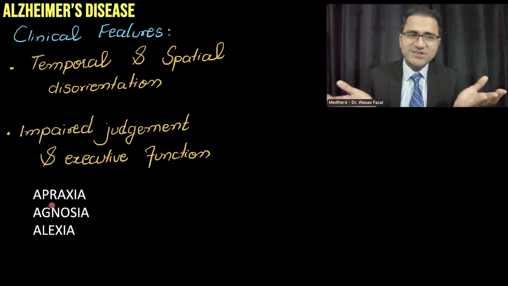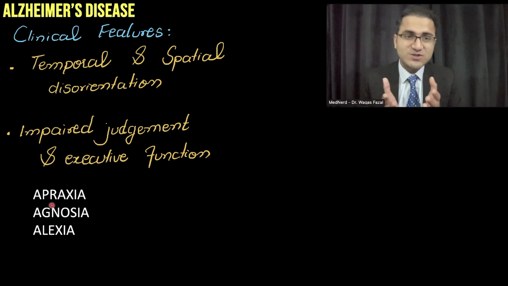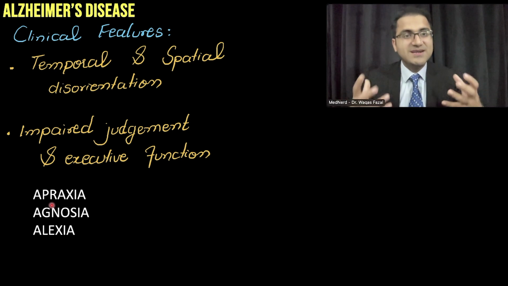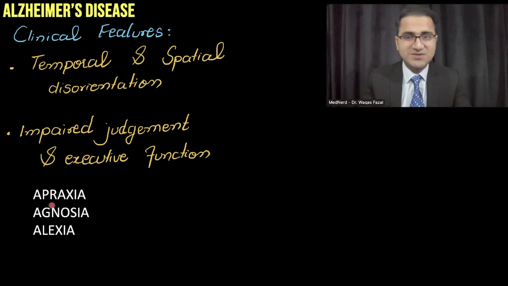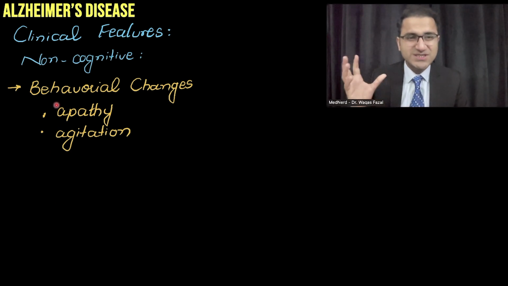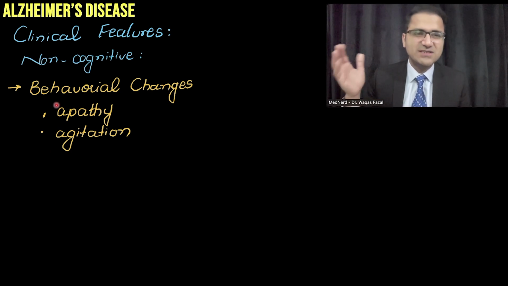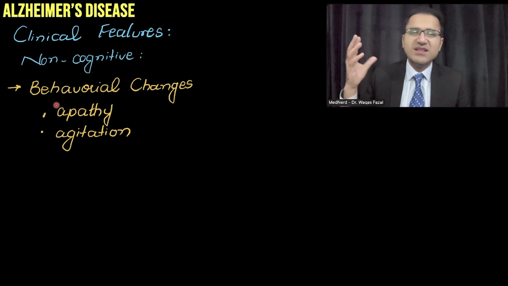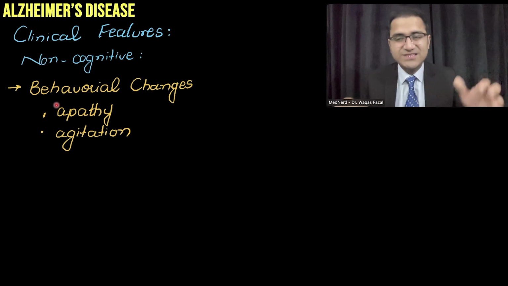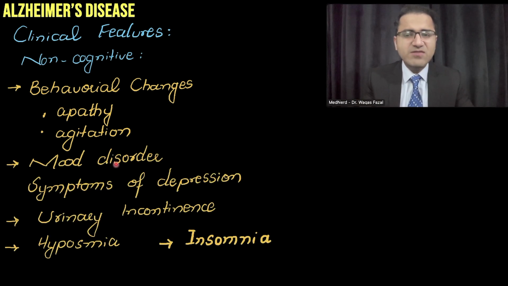The most educated people, when they develop Alzheimer's disease, cannot comprehend anything written in front of them. That is alexia that occurs due to Alzheimer's disease. These patients also experience behavioral problems. In the initial stages, they have depression where they are sitting at a corner of the room. They won't say anything to any person. But in the later stages, they get more aggressive and agitated. They have this mood disorder, symptoms of depression. In the later stages, they get urinary incontinence.